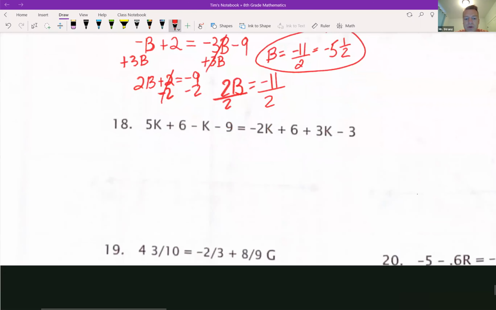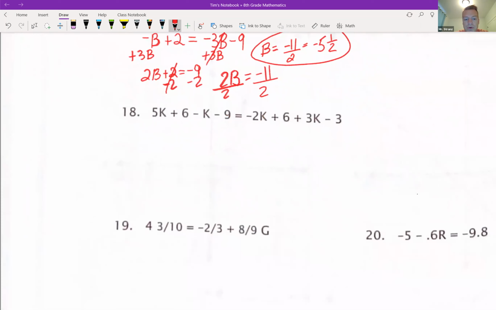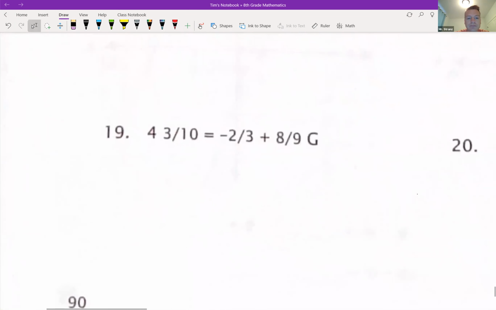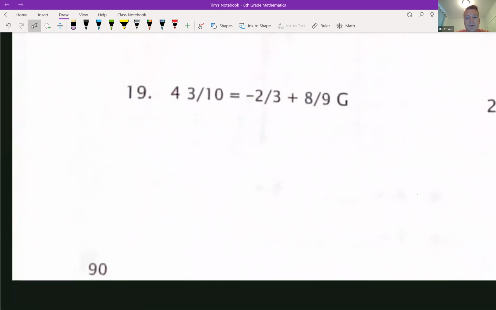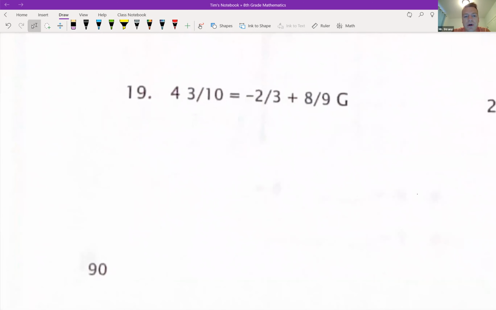I'm going to let you guys do number 18. Let's go to number 19. Okay, so if you look at this problem, we have one mixed number and then two regular fractions. I'm going to go ahead and make this mixed number an improper fraction, so we then have 3 straightforward fractions.